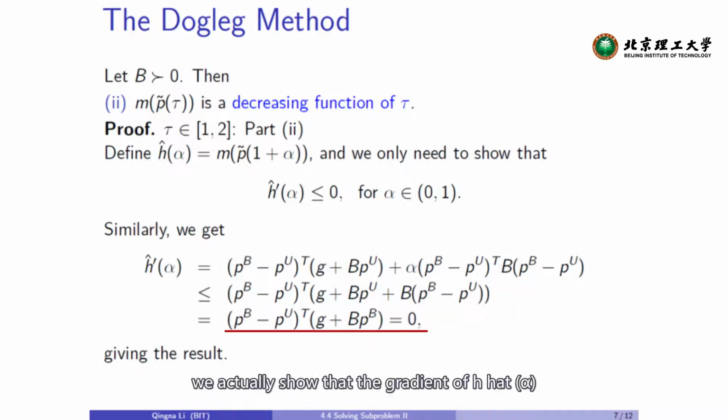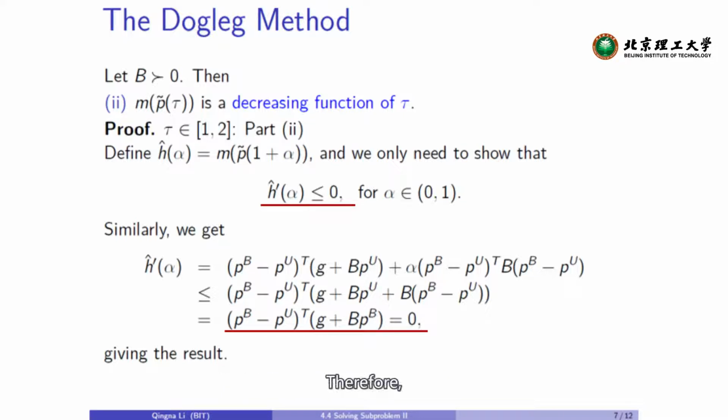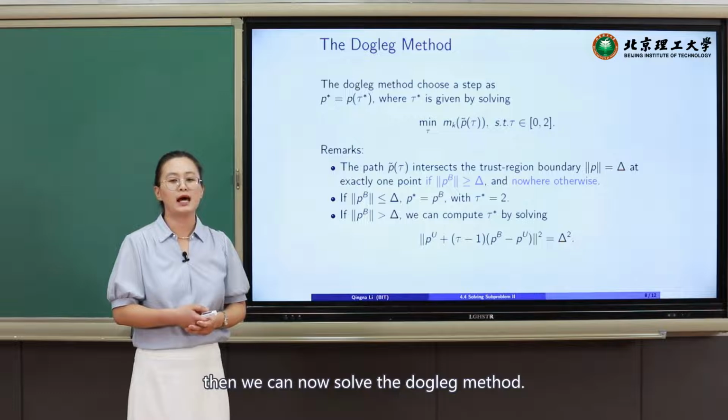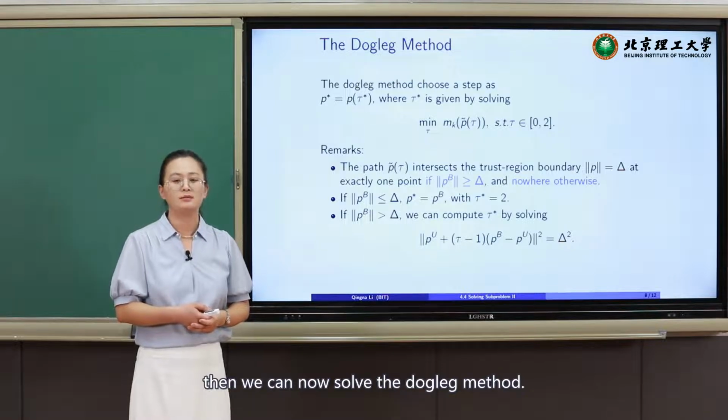In this way, we actually show that the gradient of h hat alpha is also non-positive. In other words, h prime alpha is smaller than or equal to 0. Therefore, the original model function with respect to alpha is a decreasing function. This gives our result. With the two properties mentioned above, we can now solve the dogleg method.